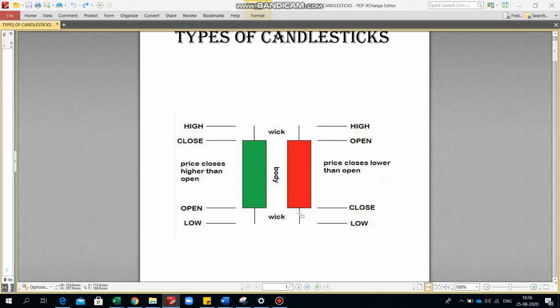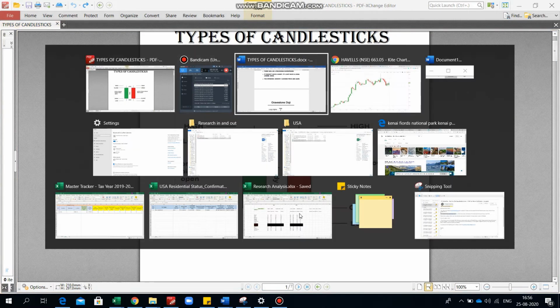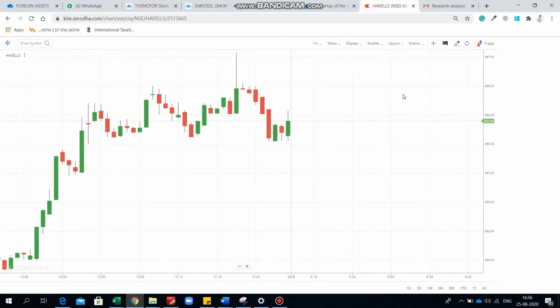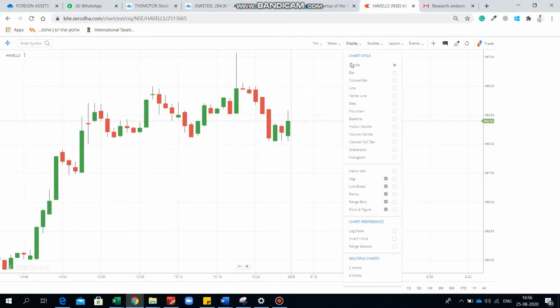I'll draw in front of you here and we'll see how a candlestick forms. But before drawing, I'll tell you what a candlestick is, for those who don't know. A candlestick basically denotes the movement of the price. The price movement can be denoted either by candlesticks or by charts.